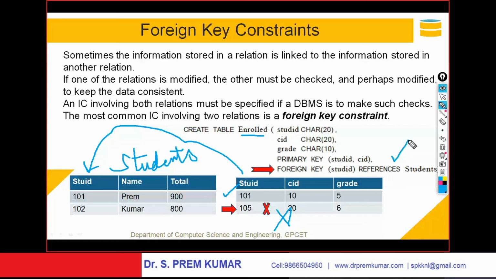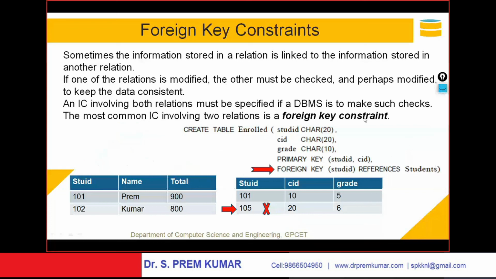How is this done using SQL? Observe here. Create table enrolled with student ID, CID (course ID) and grade. The primary key is student ID and course ID. These two in combination I put as the primary key. Primary key means this combination should not get duplicated.